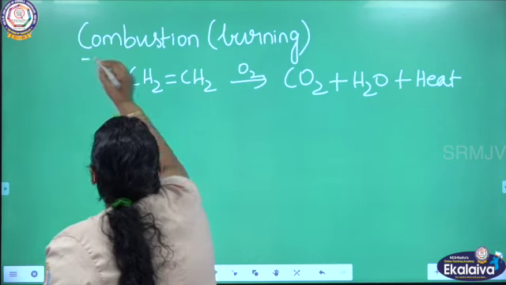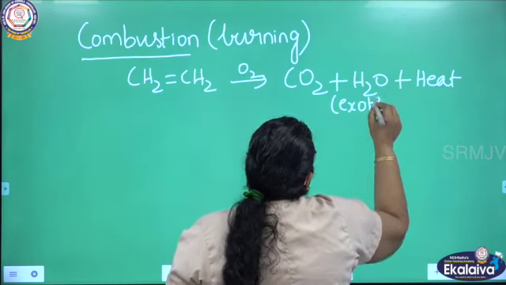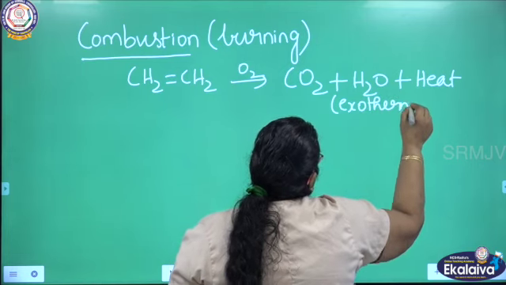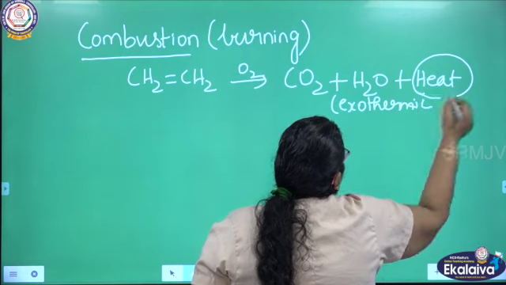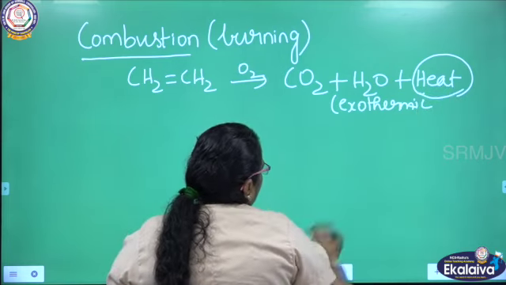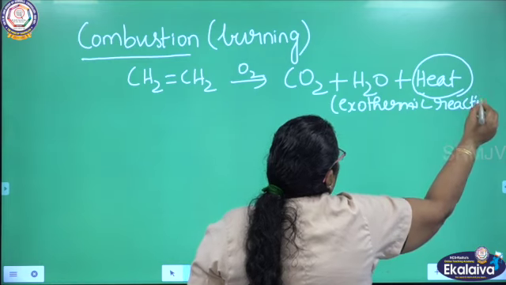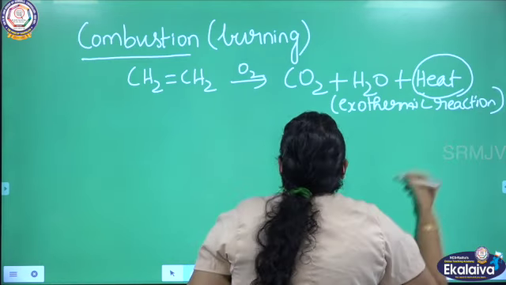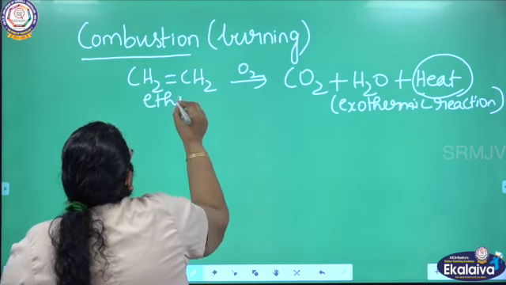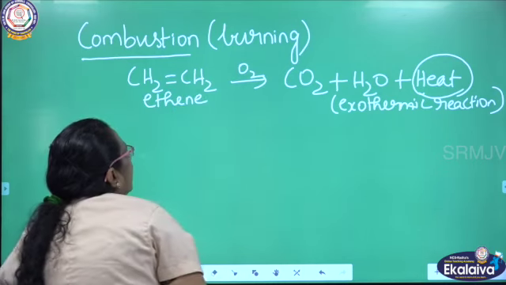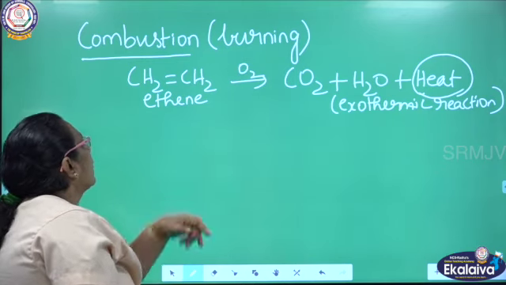So combustion is an exothermic reaction. What is an exothermic reaction? You have learnt in 10th standard. Reactions where heat energy is liberated. See the heat energy, it is liberated along with the products. So it is an exothermic reaction where heat energy is liberated along with products. So what is the compound I have taken here? Ethene. So ethene undergoes oxidation. I am getting carbon dioxide and water. So this is one of the reactions.